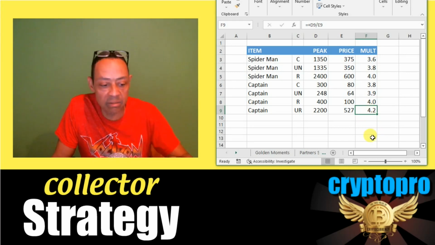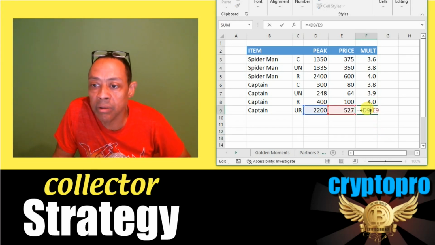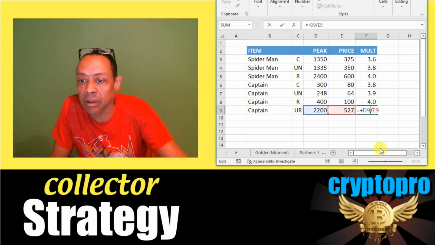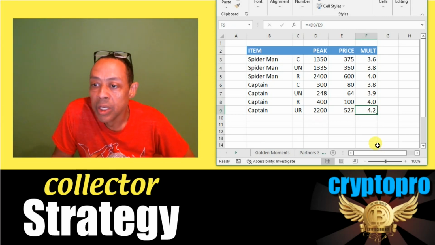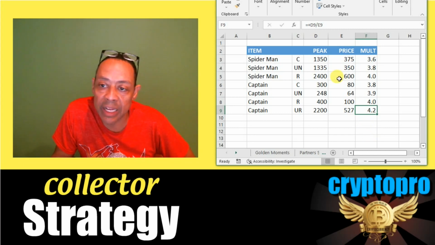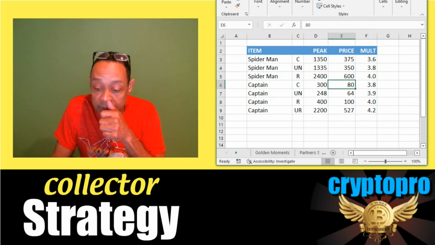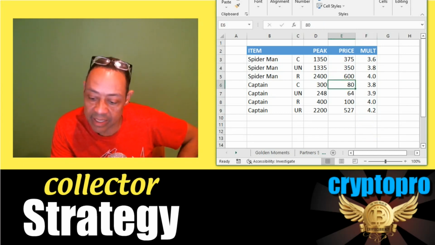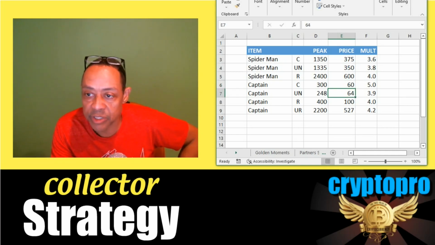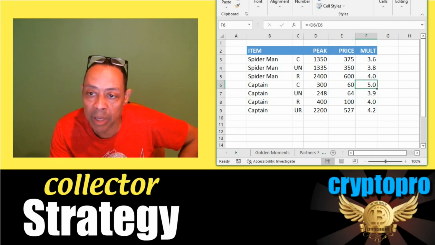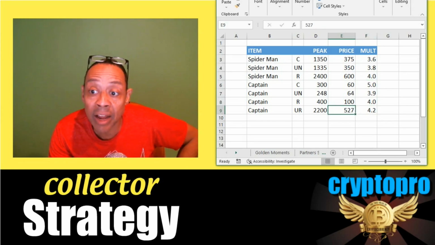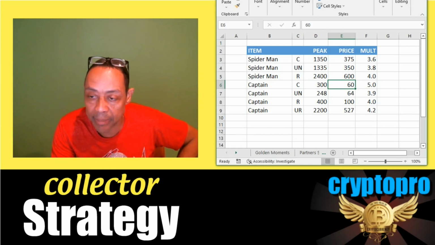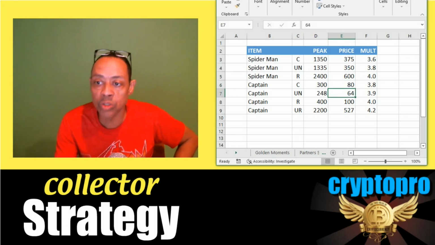Is that right? Let me see if I've got the formula in here correctly. Yeah, it is in there correctly. Okay, there we go. So that gives us a multiplier of 4.2. So if prices change, let's say if the common slips back down to 60, that would change the multiplier to 5. So then it would make more sense to put your money in the common at that price than to go for the ultra rare at 527. So it's dynamic. So this lets you know which one is the best.